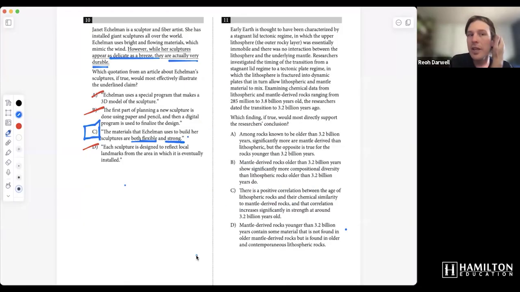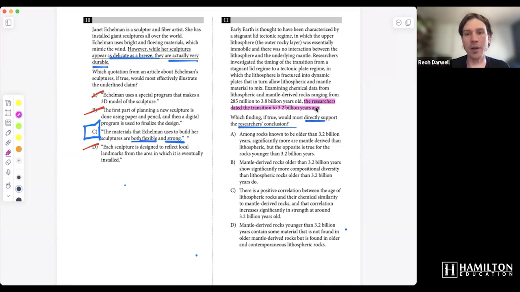All right, so question 11 is a very typical command of evidence question. We are asked to directly support the researcher's conclusion. So, what is the researcher's conclusion, right? Their conclusion is that the transition happened 3.2 billion years ago. All right. Now, what do we need to know in order to support that conclusion?